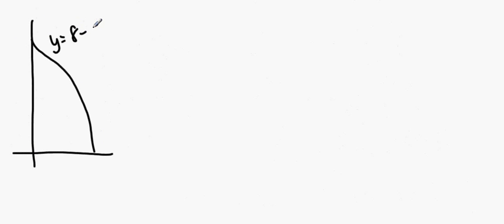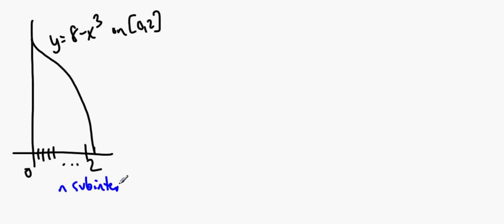All right, one more. Let's look at the yo-yo. y equals 8 minus x cubed on 0 to 2. And let's pretend that instead of breaking it up into 8 subintervals, we want to break it up into n subintervals. If we break it up into n subintervals, then this width right here, this delta x, is the total distance divided by the number of subintervals.